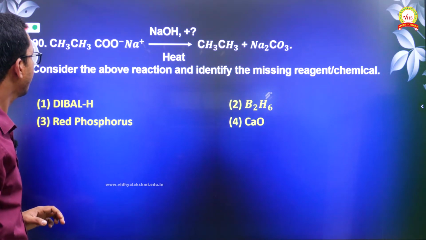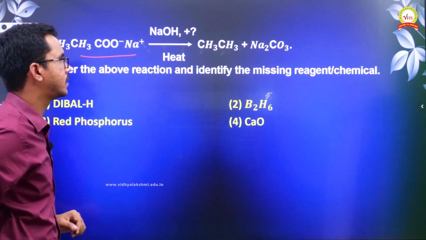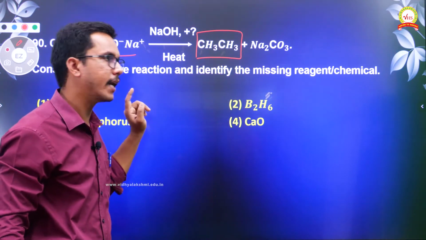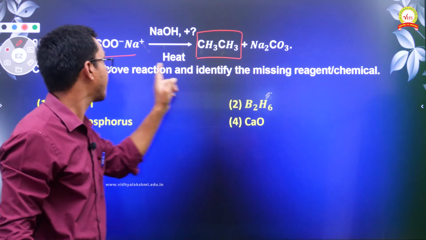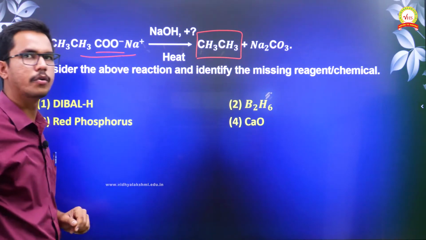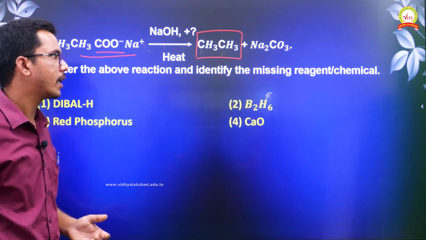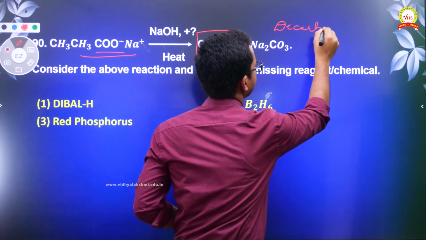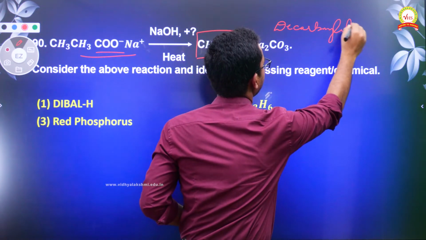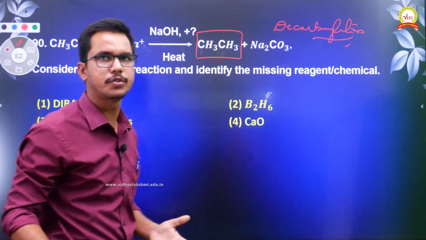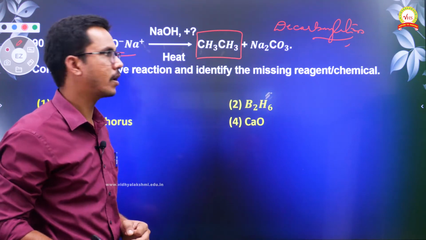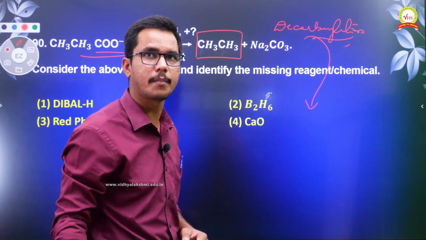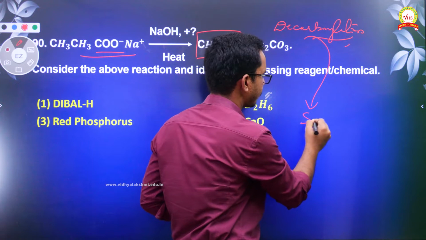Now we have a sodium salt of carboxylic acid turned into the respective alkane. It is used for the preparation of alkanes, and the carboxylate group has been eliminated. This reaction is known as the decarboxylation reaction. The reagent used for decarboxylation is soda lime.